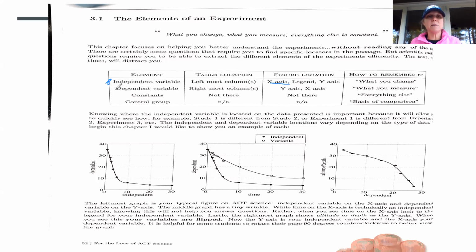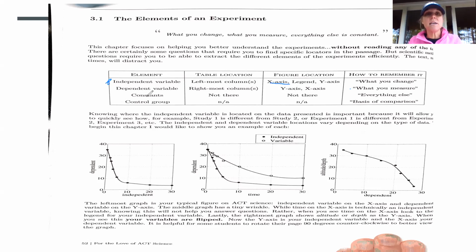Then let's talk about the dependent variable. The dependent variable is the thing that you are measuring, the thing that is impacted by the change of the independent variable. On a table, it is generally in the rightmost column. On the figure or a graph, it's usually on the y-axis, but it can be on the x-axis. We'll look at that. To remember it, think about it as being the thing that you measure.